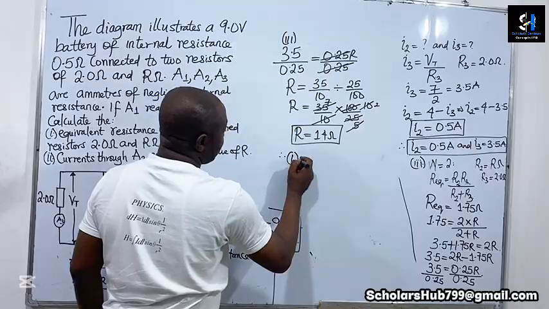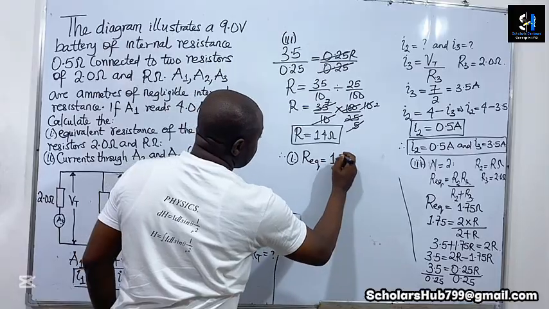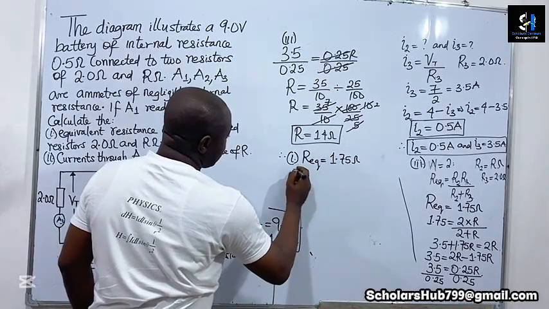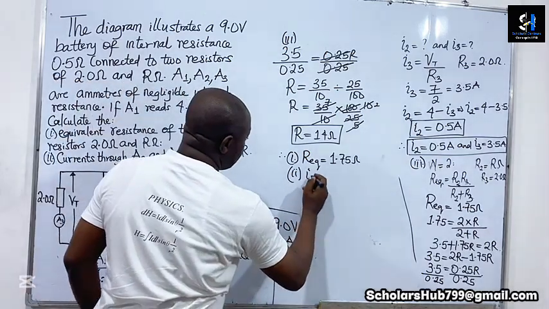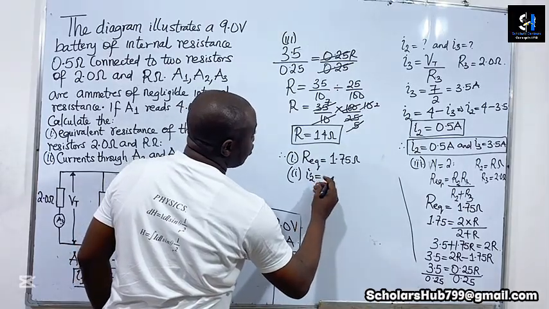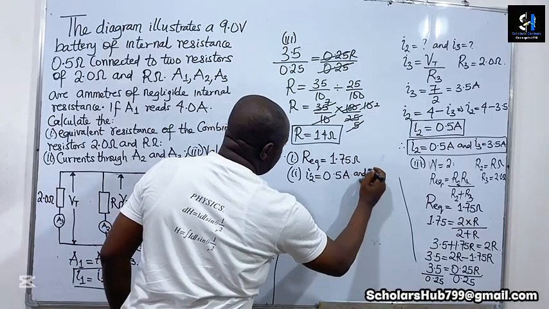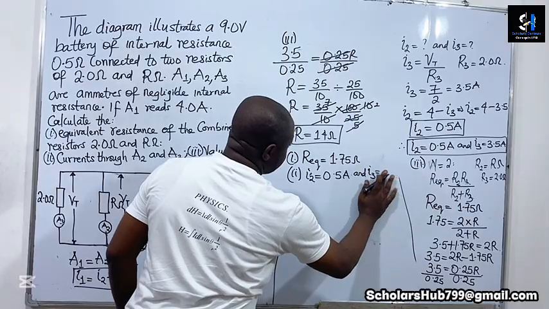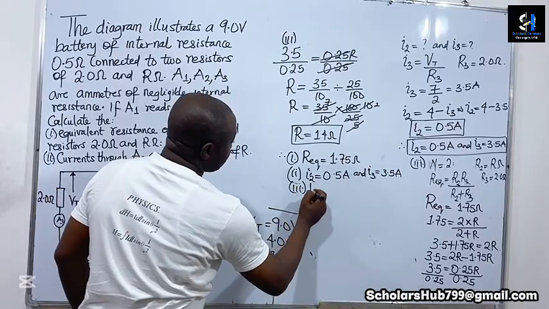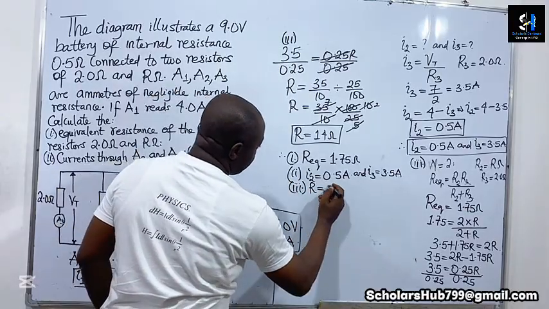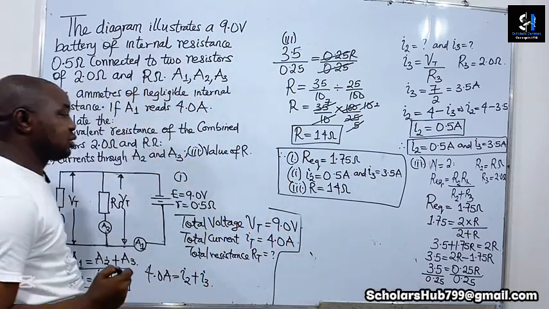So therefore, for Roman numeral 1, we are asked to calculate the equivalent resistance. The equivalent resistance is 1.75 ohms. Then for Roman numeral 2, the current through A2 and A3, we have I2 equal to 0.5 amps and I3 equal to 3.5 amps. Then Roman numeral 3 is to calculate the value of R, and that is 14 ohms. And these are the answers to this question.